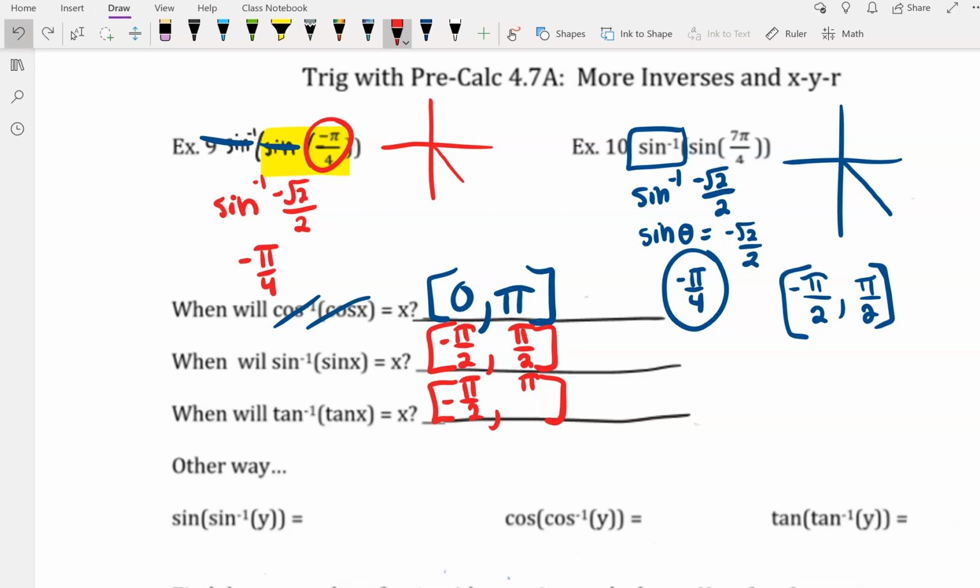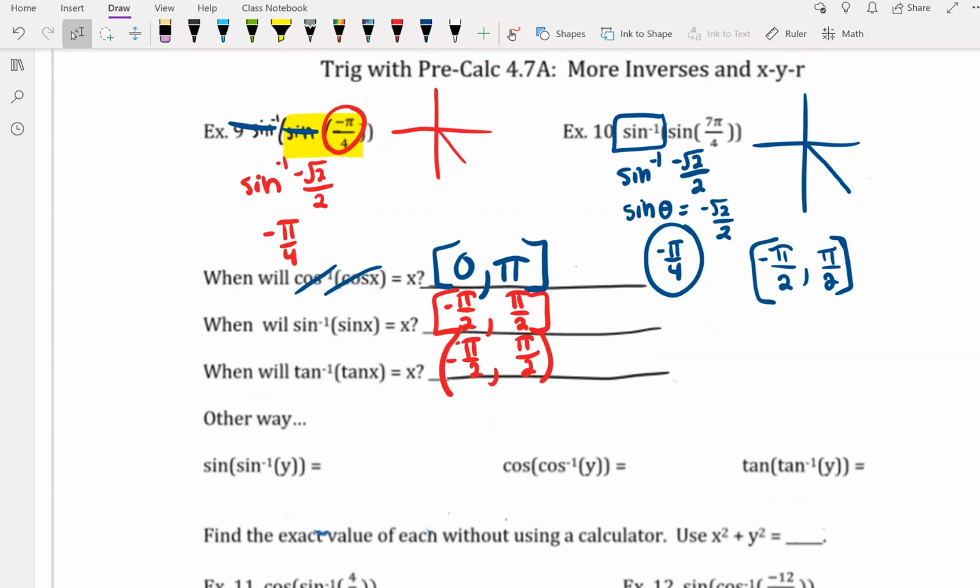I messed something up though. This should have been parentheses, not brackets. Remember, tangent does not exist at pi over 2. So we have parentheses because that part is not included.